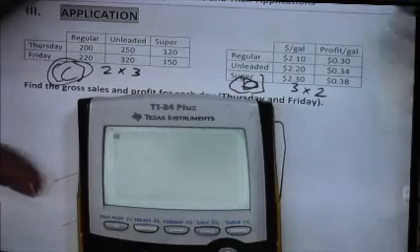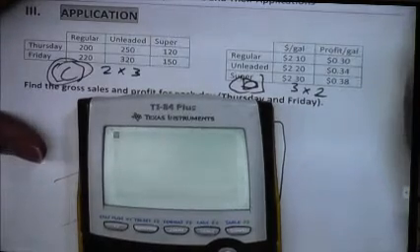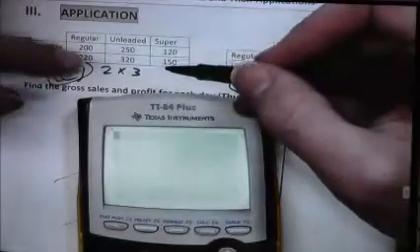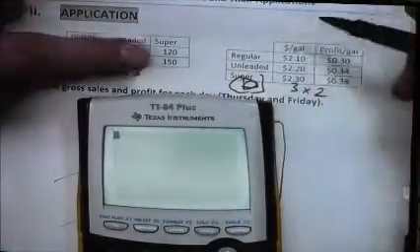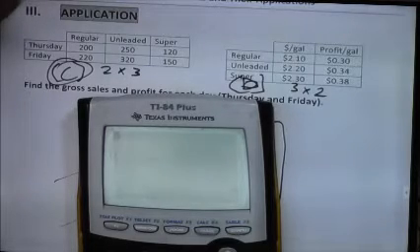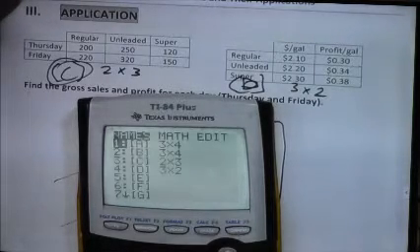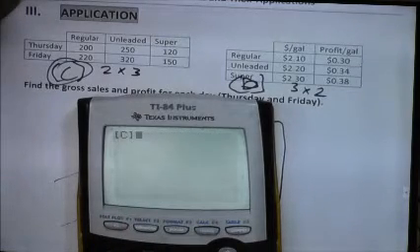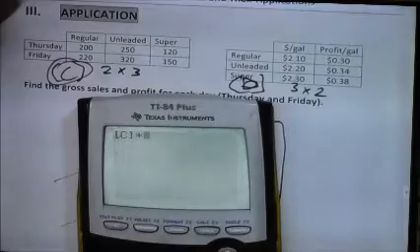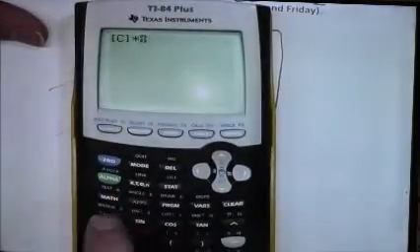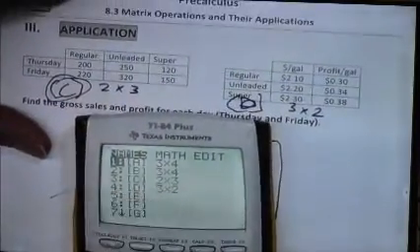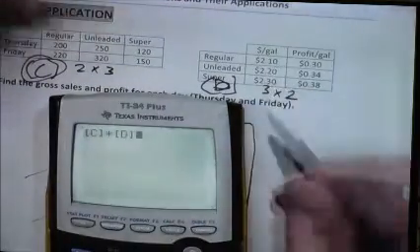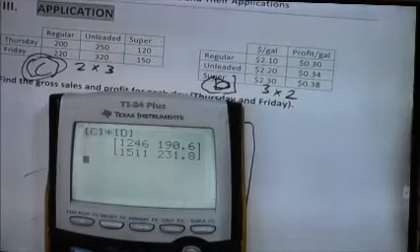Once you get that entered, I'll wait for a moment, make sure everyone gets it in, and then we're going to multiply them. We're going to call up the C matrix, press the multiplication key, and call up the D matrix. So I'm going to press second and matrix, and the number 3 is my C. I'm going to press multiplication. I'm going to go back to second and matrix, and I'm going to do 4 for the D. So I'm telling it C matrix times D matrix. Press enter. Here's my answer.